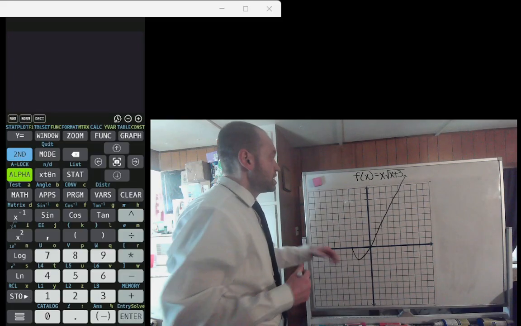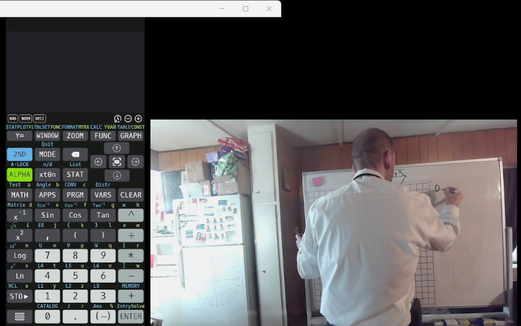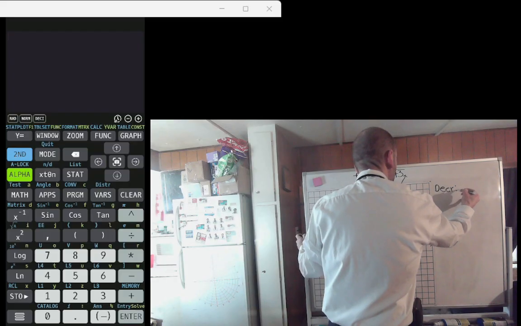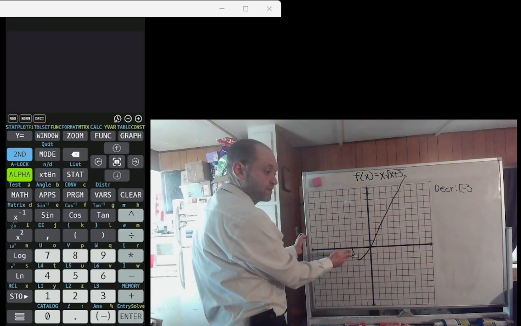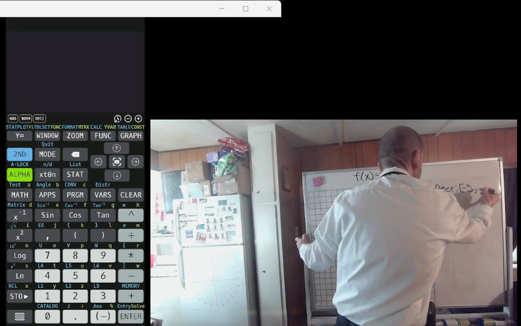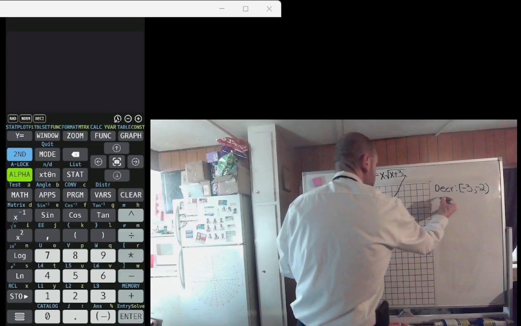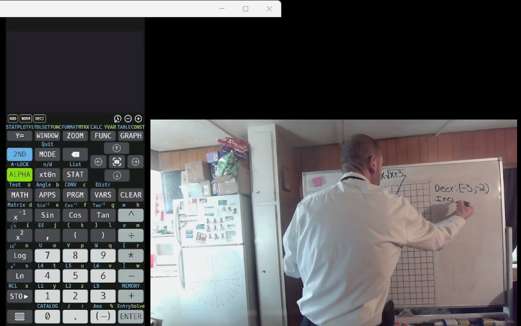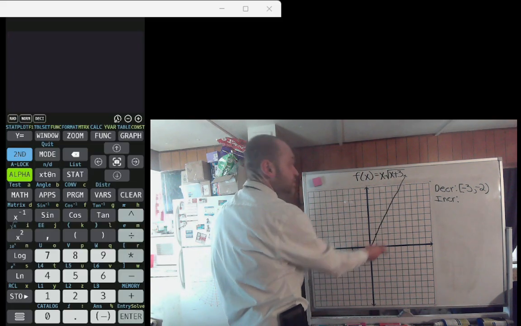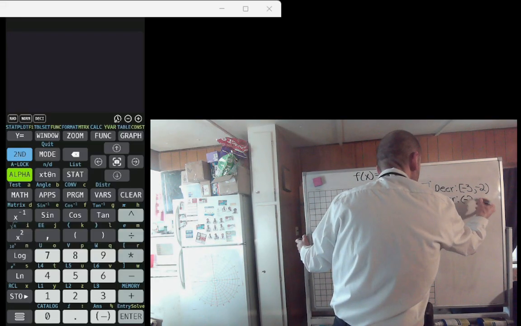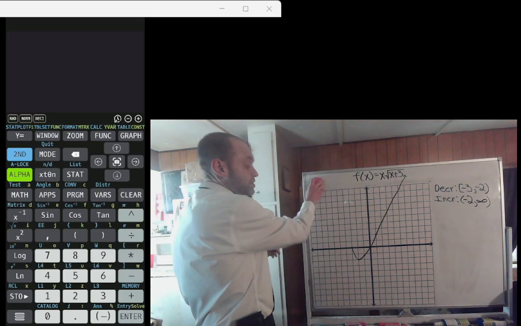So we can say that the function is decreasing from -3 inclusive, because that's the farthest left the function's defined for, to -2 non-inclusive. And then it is increasing from -2 non-inclusive to infinity. So that was a rather funky graph, but that's what you get.